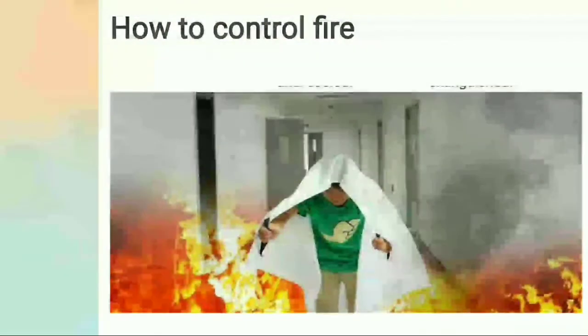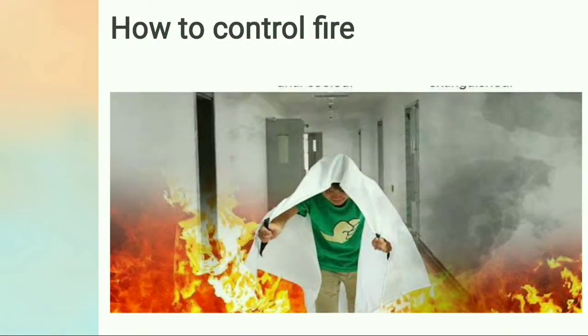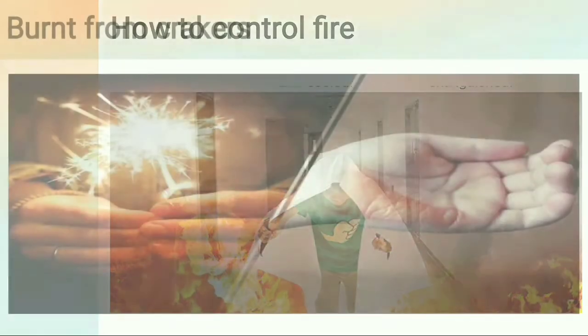Then how to control fire? You might have heard that when the clothes of a person catch fire, the person is covered with a blanket. As we know, air is essential, required for burning. When the person is covered with a blanket, the burning clothes lose contact with air, due to which the fire is extinguished.